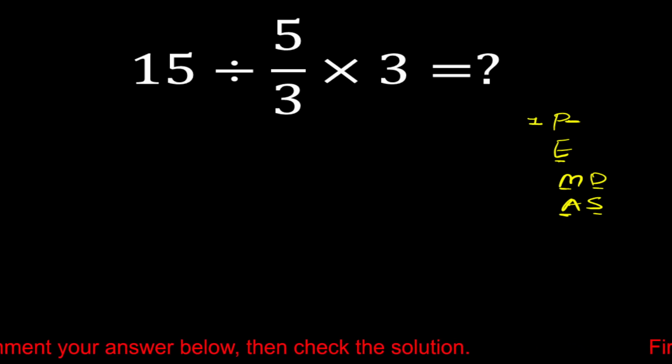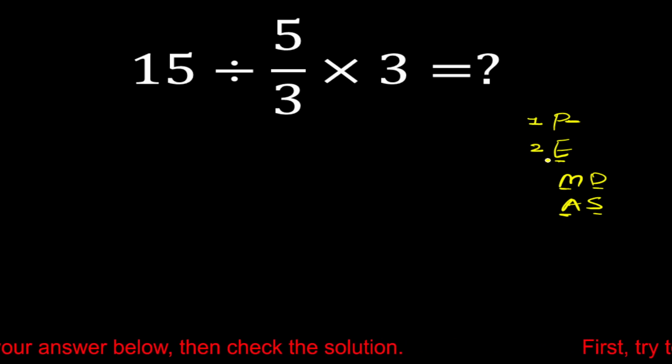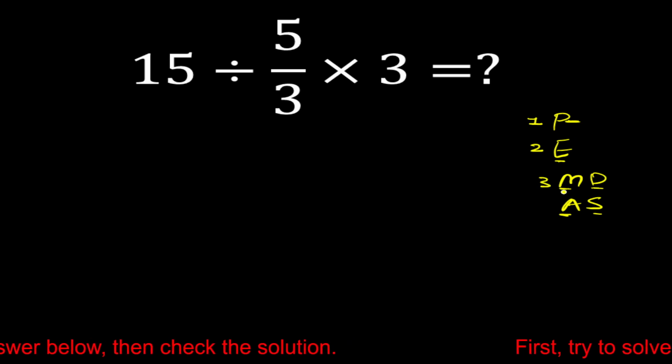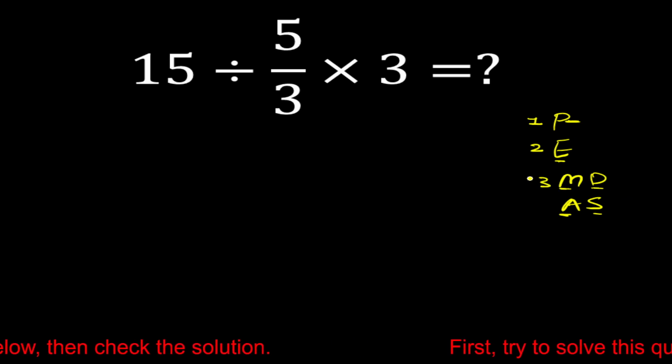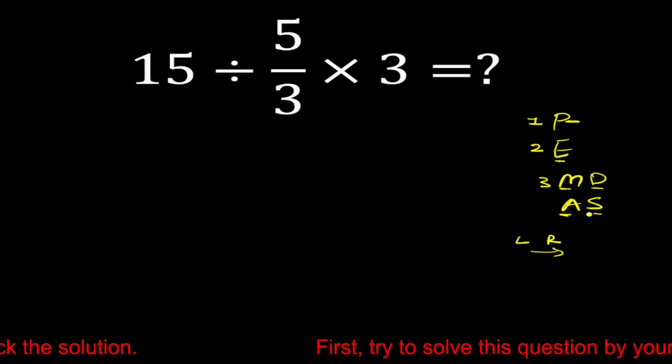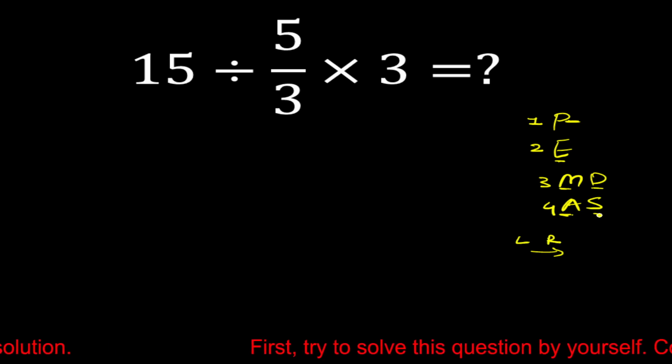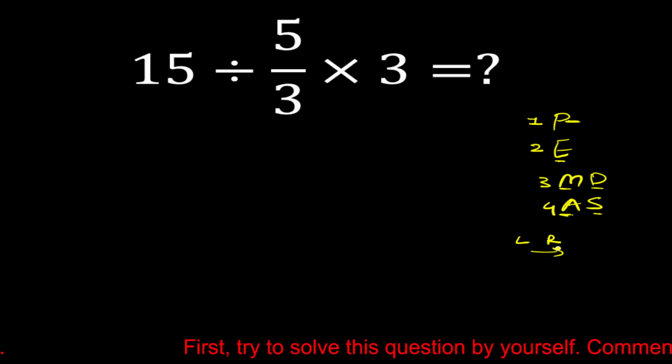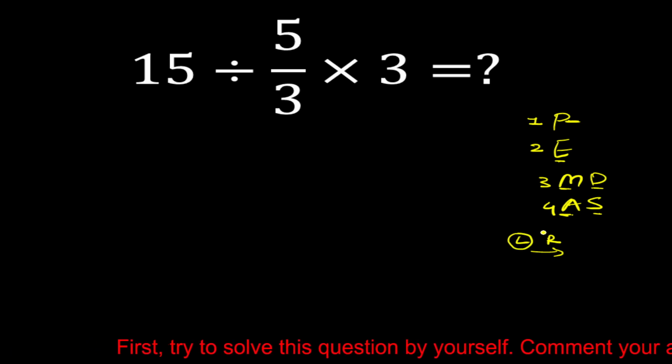First priority is parenthesis, second priority is exponents, third priority is multiplication and division. Both have equal priority, so we have to solve it from left to right. Last and fourth priority is addition and subtraction. Also both have equal priority, so we have to solve it from left to right. Okay.